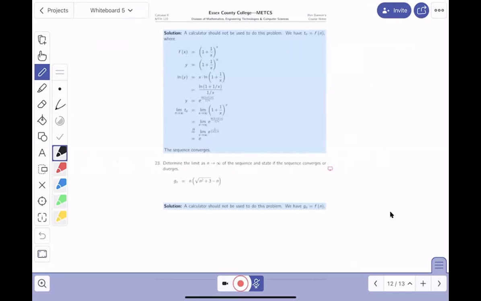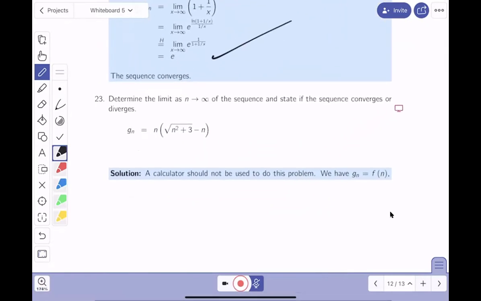The next page. And I got that. And again, I went through a convoluted way of doing that. When I say convoluted, I use L'Hopital's rule. It's an indeterminate form, by the way, and you can go through that if you want to.